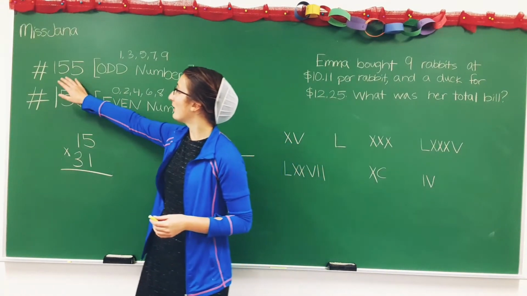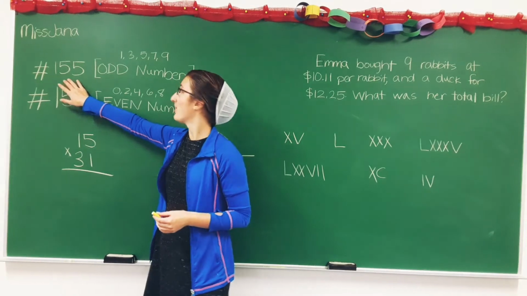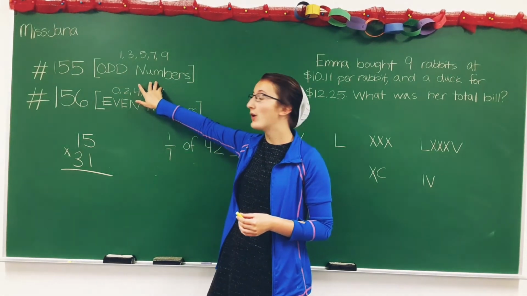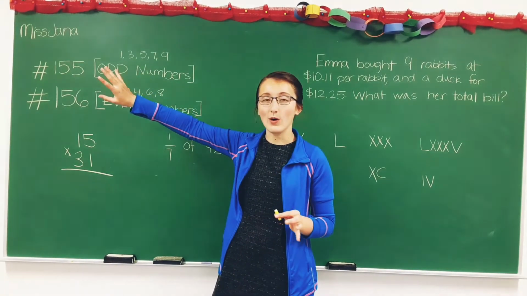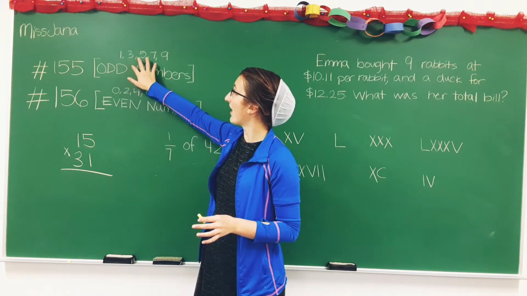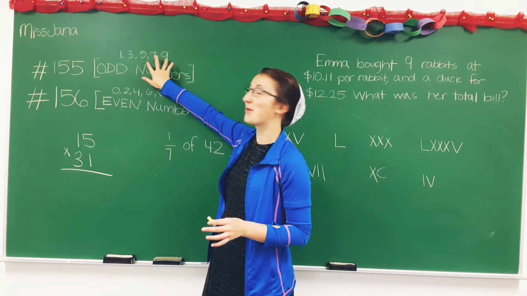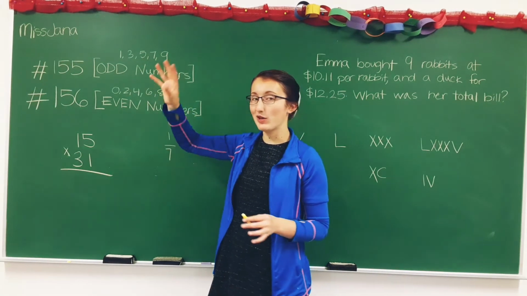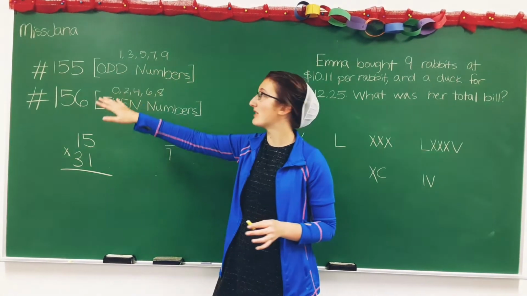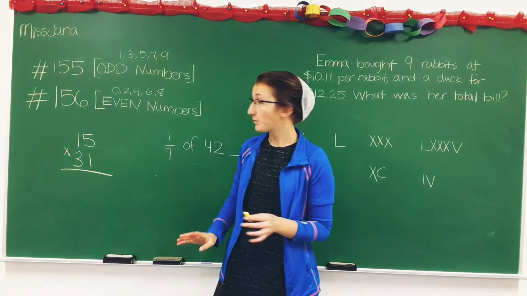So in lesson 155, you're going to do odd numbers. So you'll do all of part 1, part 3, part 5, part 7, part 9. Okay, so you're going to do all the problems in 1, 3, 5, 7, 9, right? As many odd numbers as there are.